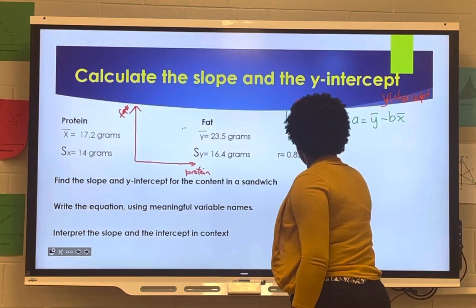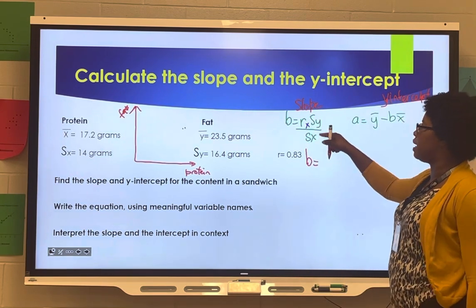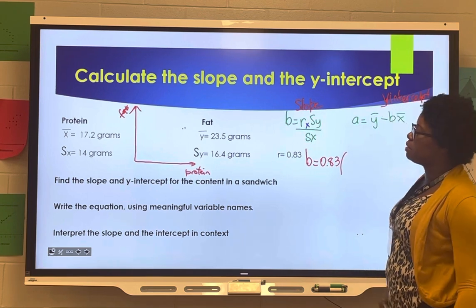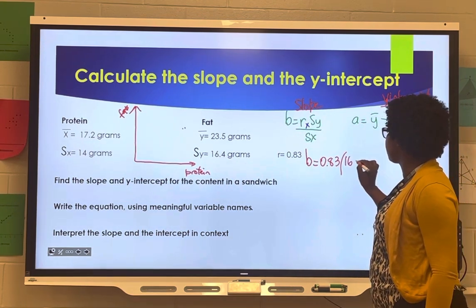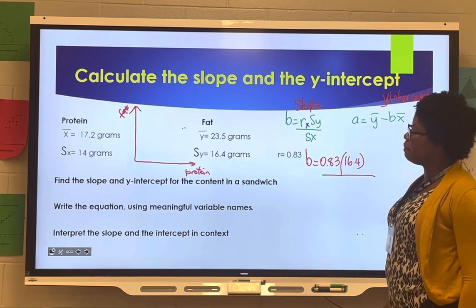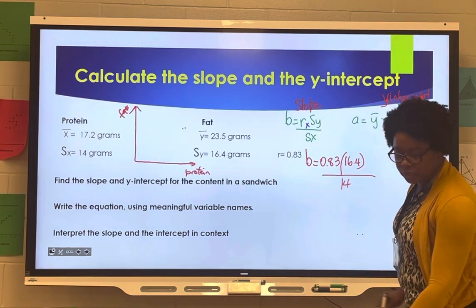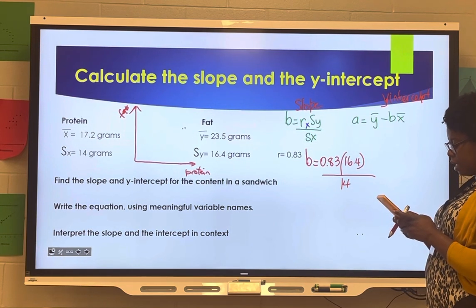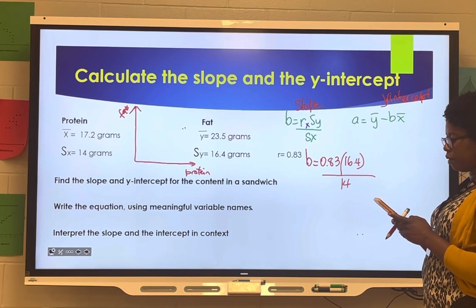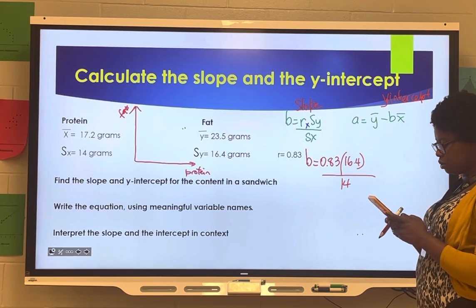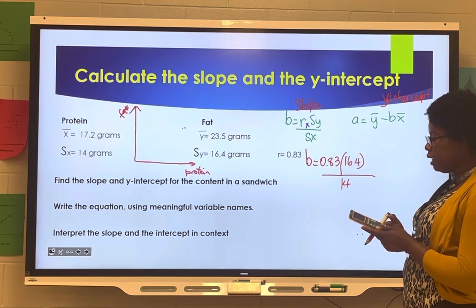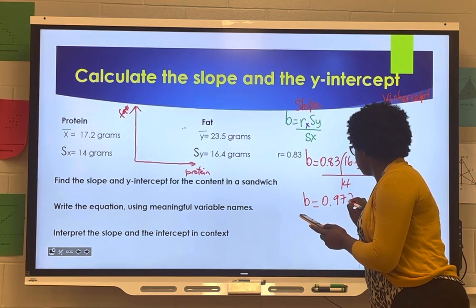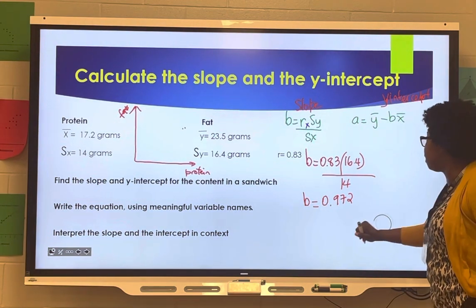So let's go. b is equal to r times sy. r is 0.83, times sy, which is 16.4, divided by sx, which is 14. Let's do the calculation right here. 0.83 times 16.4 is 13.612. Then divide that by 14, and b is equal to 0.972. I'm leaving mine to 3 decimal places.